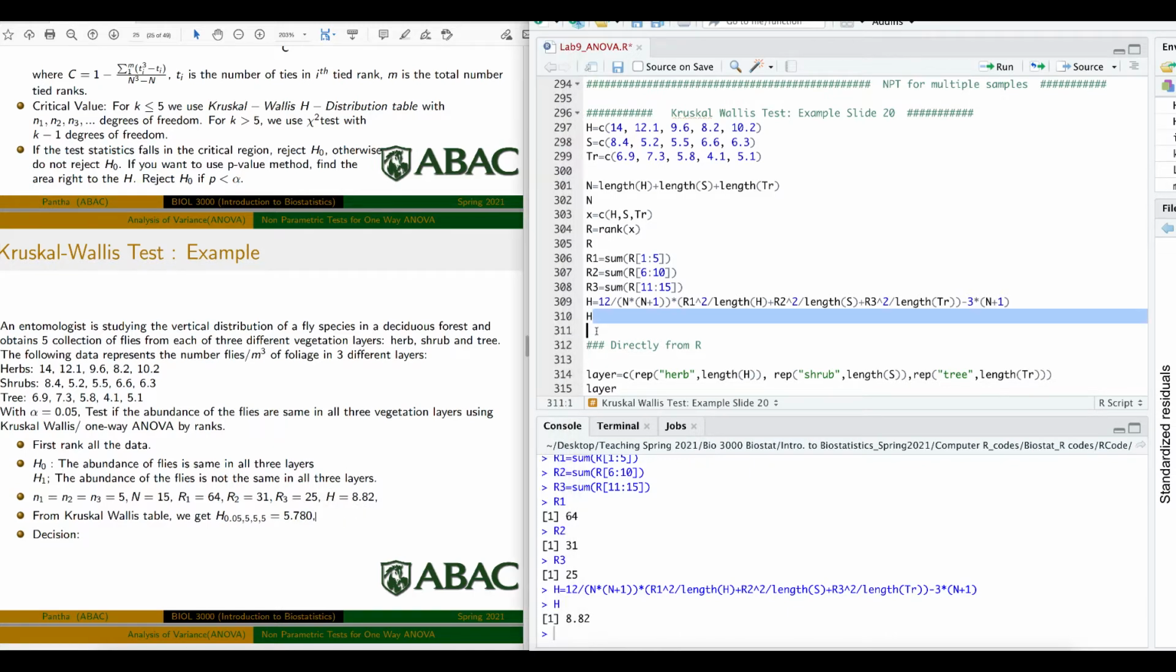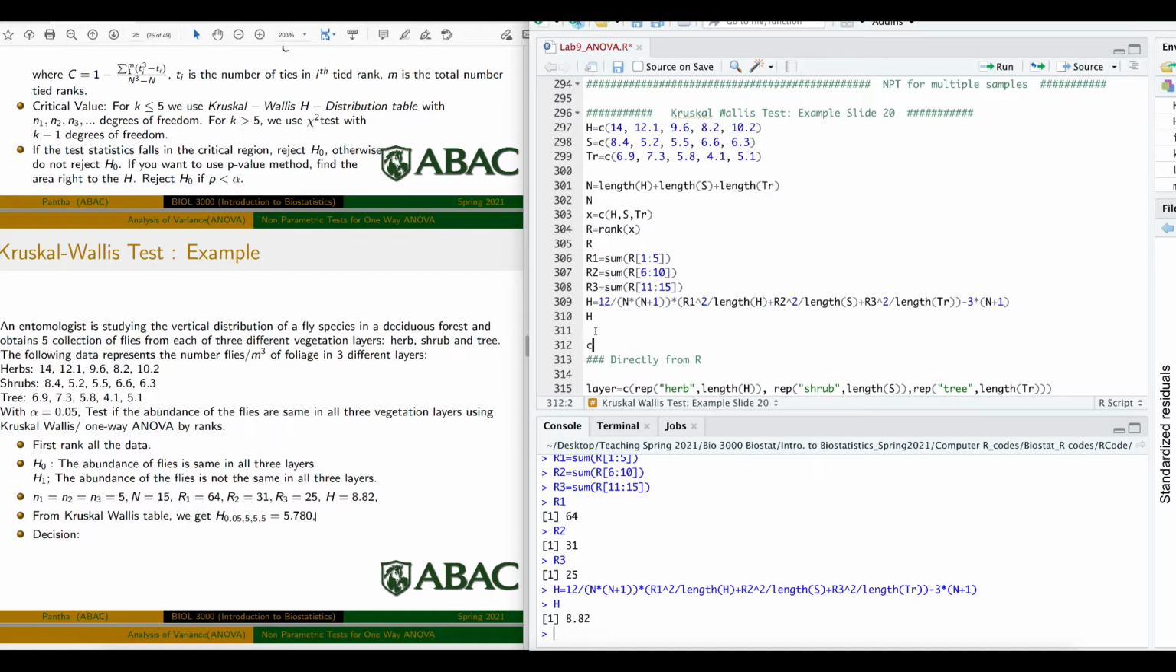Let me write that down. The critical value is 5.780. The test value is 8.82, and the critical value is 5.780. So the test value falls in the critical region, hence we reject H0.